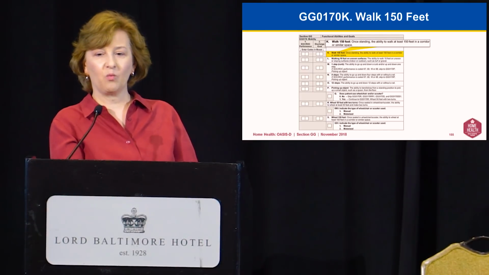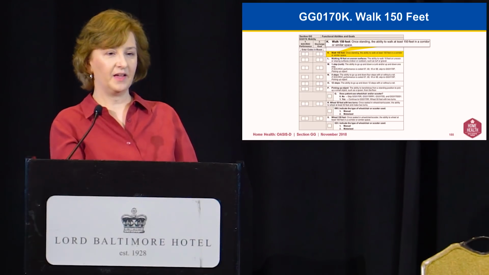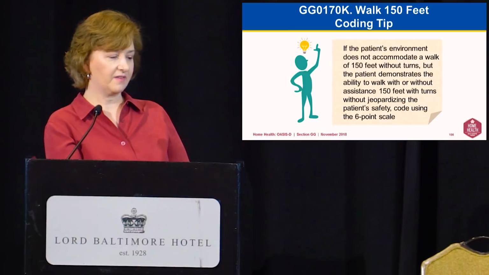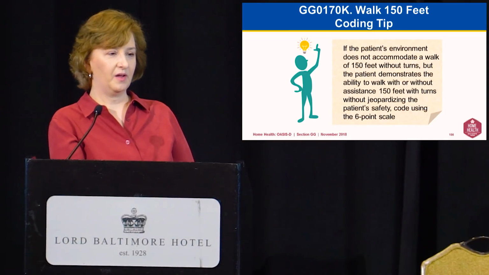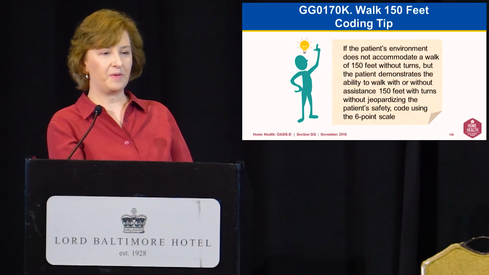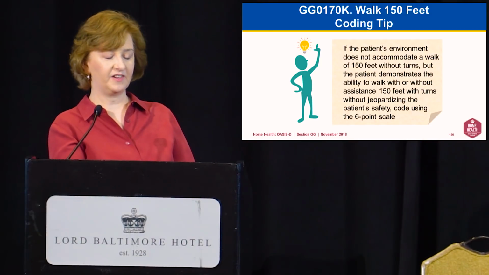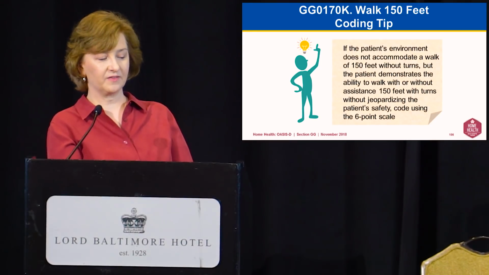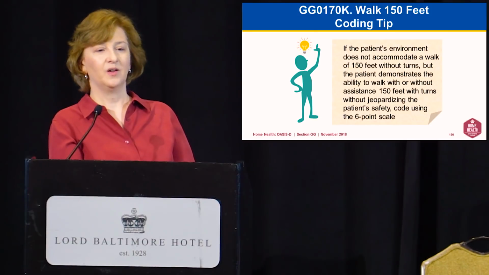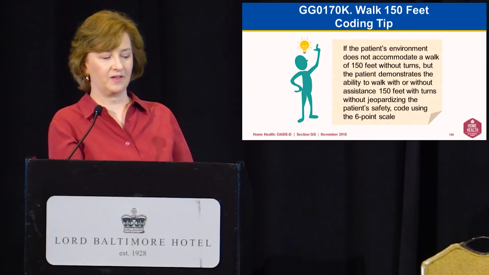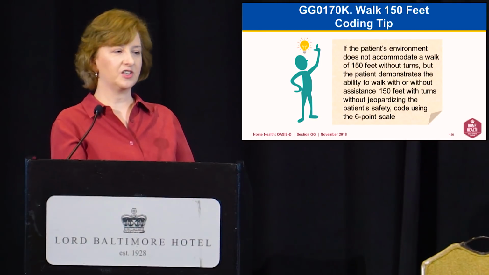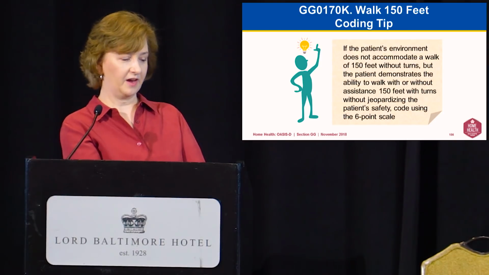The next activity is walking 150 feet. Again, it starts once the person is in a standing position, and it can be in any corridor or similar space if that's possible. Certainly, CMS understands that if the patient's environment does not accommodate walking 50 feet without turns, the person can demonstrate walking with or without assistance 150 feet with turns. And if that can be done without jeopardizing the patient's safety, you can still code the person as independent. So please use your clinical judgment to observe the person walking 150 feet.